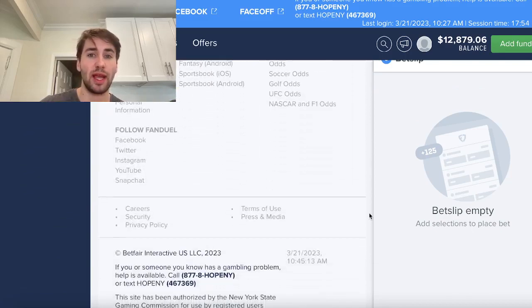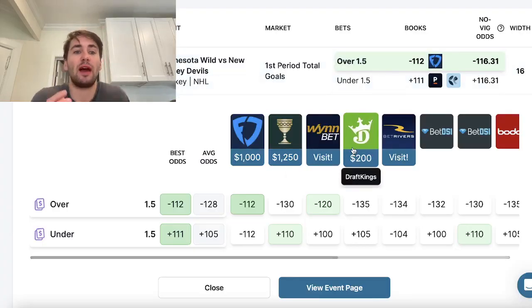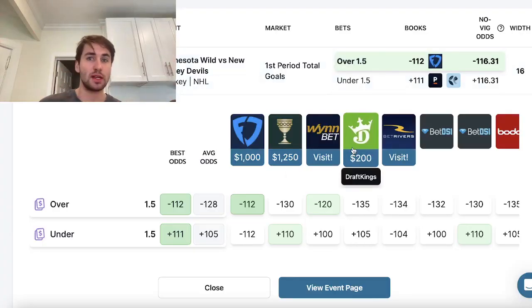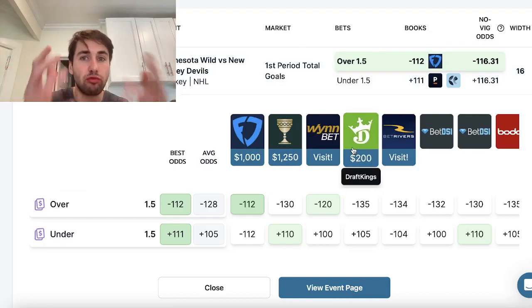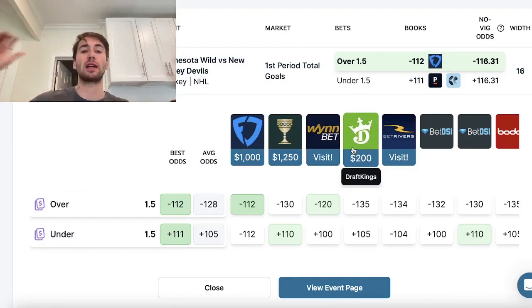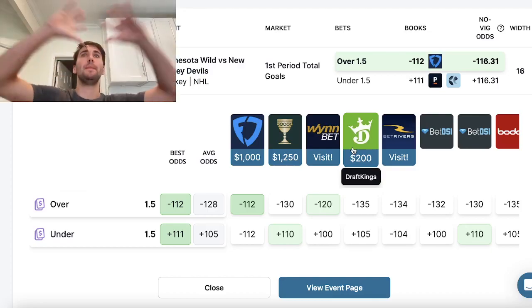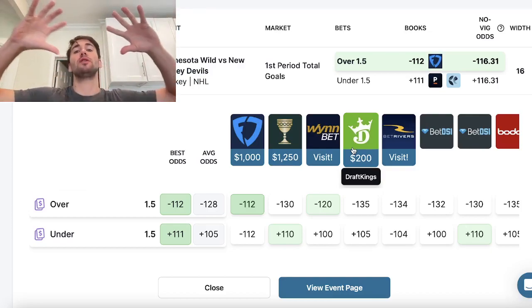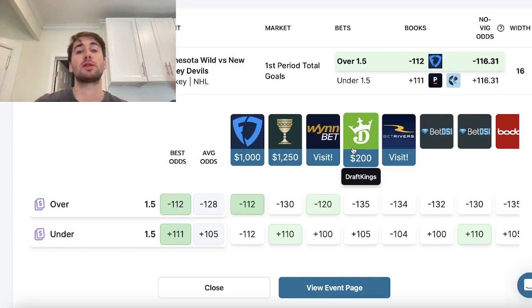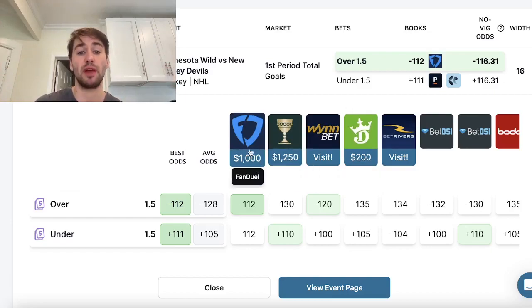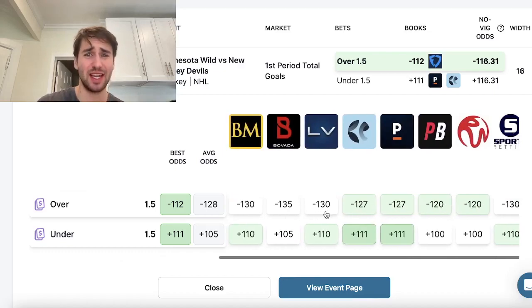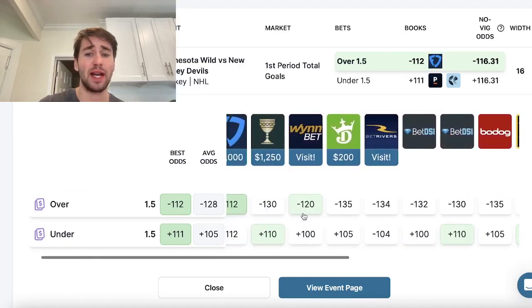So OddsJam is pulling in all of this data, and then it's pointing out, of the millions of odds across the market, where are the rare few betting opportunities that are actually profitable? Out of the millions of sportsbook odds, what are those 0.1, 0.01% of plays where the sportsbook's screwing up? And you can see right here, that's the case. We have tons of books telling us, yo, the over should be favored around minus 130.